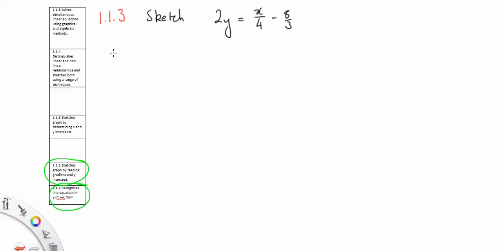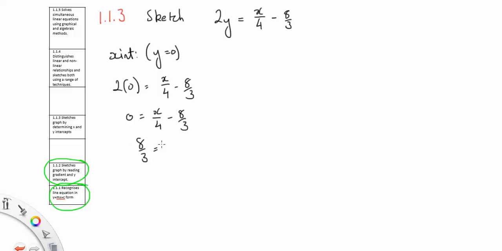Well, same story. To find the x-intercept, make y equals 0. Now, if you're unfamiliar with this, that's okay. There will be ones where you have integer whole number answers, so you'll still be able to show what you know. But we'll try this out. So we're going to sub in y equals 0. So we have 0 equals x on 4 minus 8 thirds. Add 8 thirds to both sides. Times both sides by 4. So we get x equals 32 on 3.